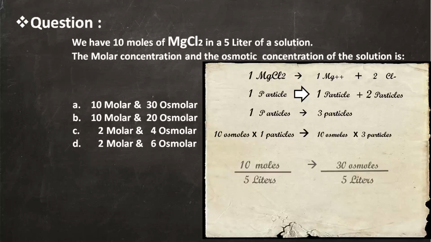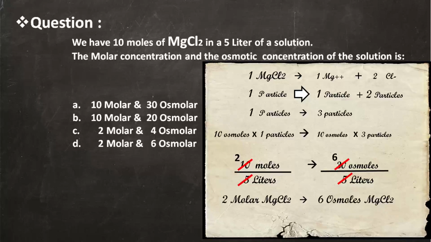Now let us convert magnesium chloride to a molar value by dividing it by 5 liters. Similarly, we convert the osmoles of the particles to osmolarity by dividing by 5 liters. Therefore, we get that a 2 molar solution of magnesium chloride will be a 6 osmolar solution. Hence, the answer will be D, that is 2 molar and 6 osmolar.